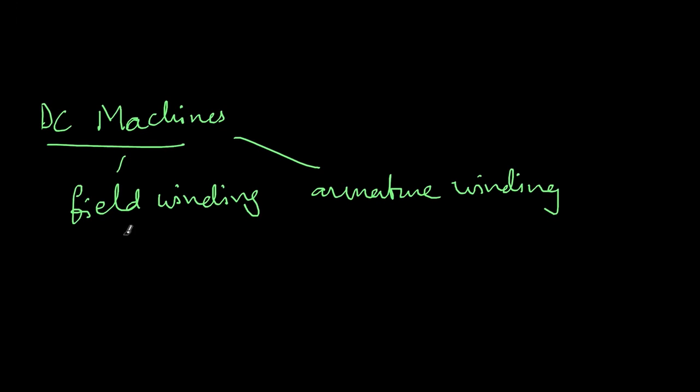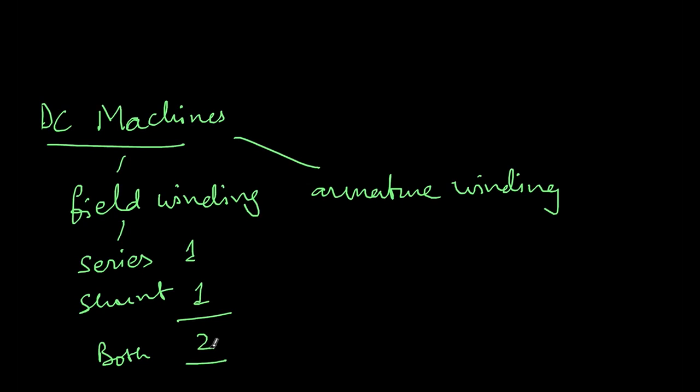So, under field winding, you may have only a series field winding or shunt field winding. Sometimes only shunt winding you find, sometimes only series winding you find, sometimes you find both shunt and series windings. So either one winding or two windings you can find in a DC machine. So now the question is how these field windings are excited.